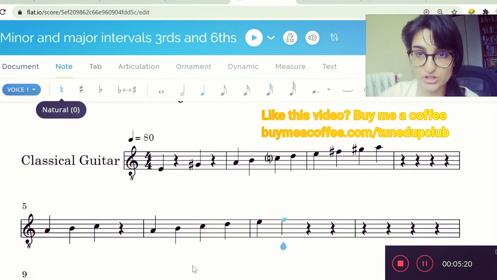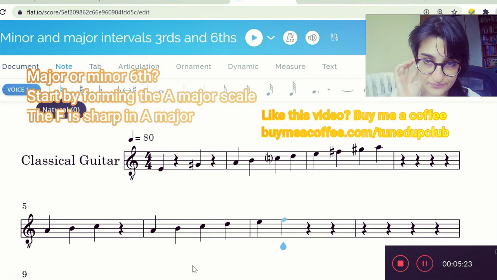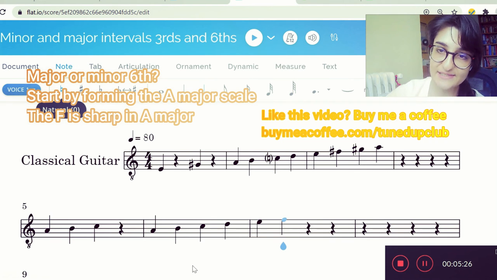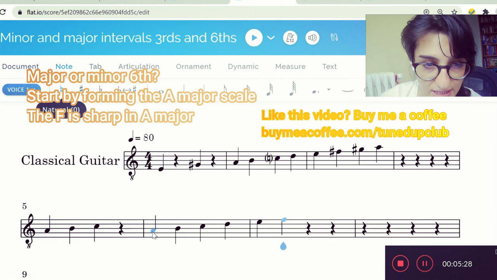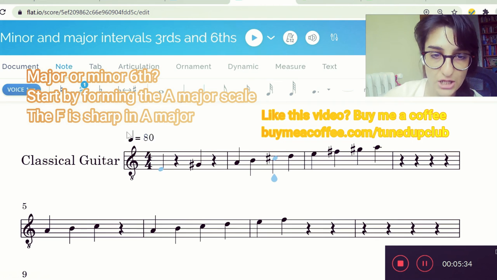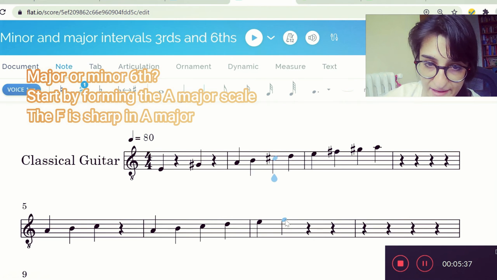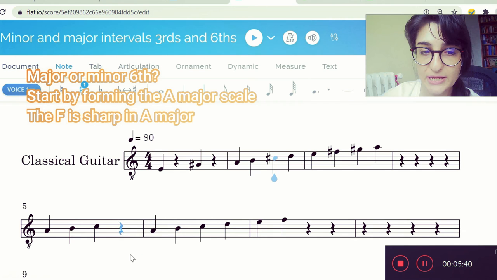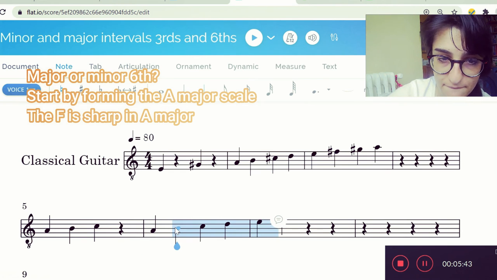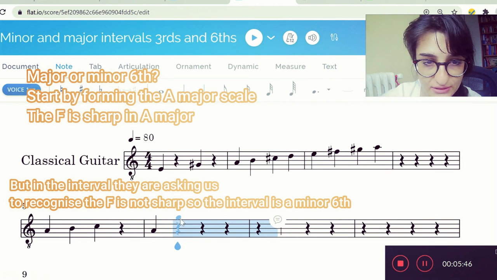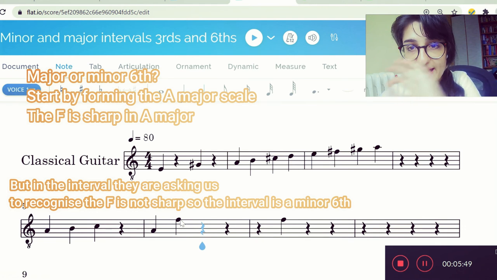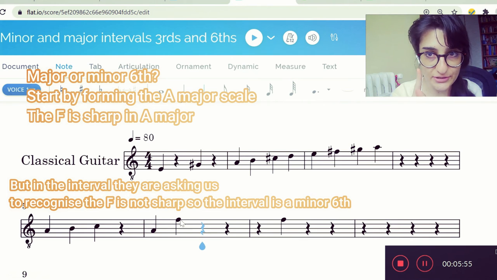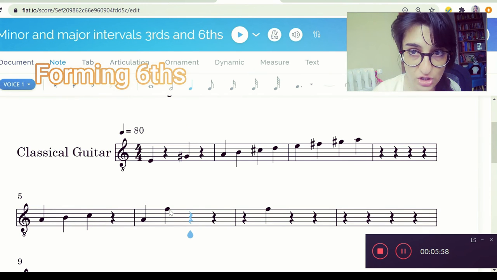How do we distinguish a major from a minor 6? First of all, let's do our usual process. We form the A major scale starting on A. We already know it. So we see that the F is sharp in A major. And in this interval, they're asking us to recognize the F is not sharp. Therefore, it's minor. Now, the formation of an interval can be a little bit trickier, and I'll explain why.